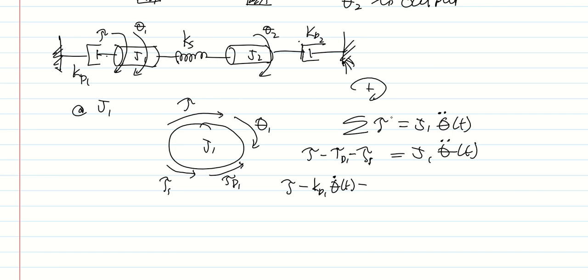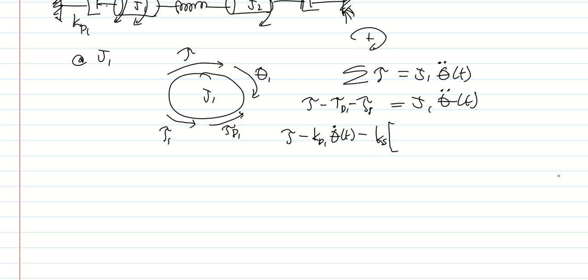The one due to the spring is Ks, and we need to multiply it with the difference between the angular displacement at J1 and at J2. So this is theta 1. By the way, this is also theta 1, because we are taking our free body diagram at J1. But for the spring, because it's connected to J2, we need to subtract the angular displacement at J2, theta 2. And this is J1. So this is our differential equation at J1.